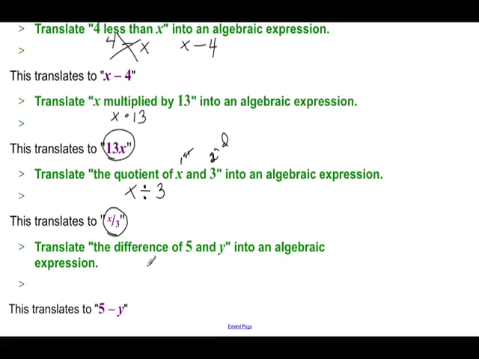The last one on this page, translate the difference of 5 and y into an algebraic expression. So we know difference means subtraction, and like I just said, subtraction is not commutative. So the way it's written in the verbal expression is how I have to write it in the algebraic expression. So the 5 has to come first and the y has to come second. So that translates to 5 minus y. Fairly simple. Okay, let's go to the next page.